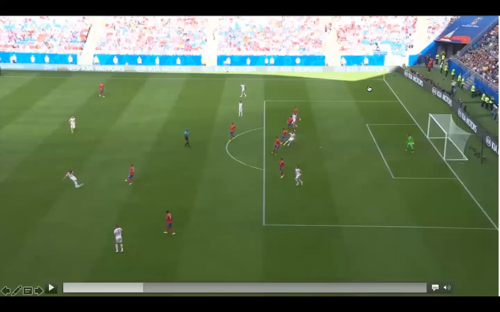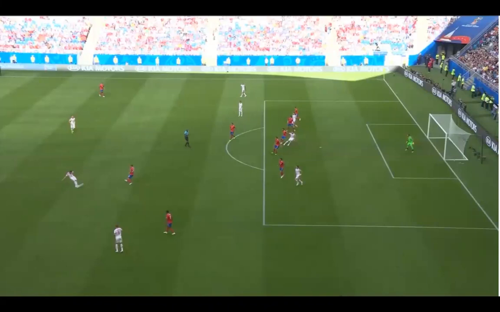Again, we mentioned earlier what the criteria is. And looking at the defender's foot, in this case, tells us that that's our offside line, and it's not offside.